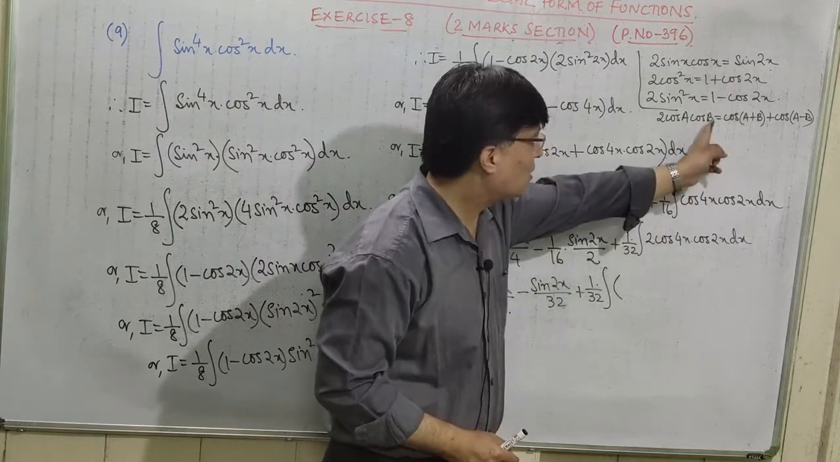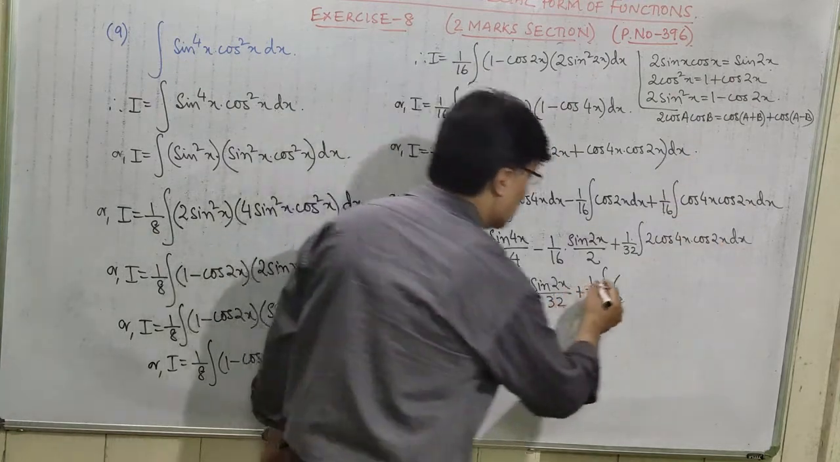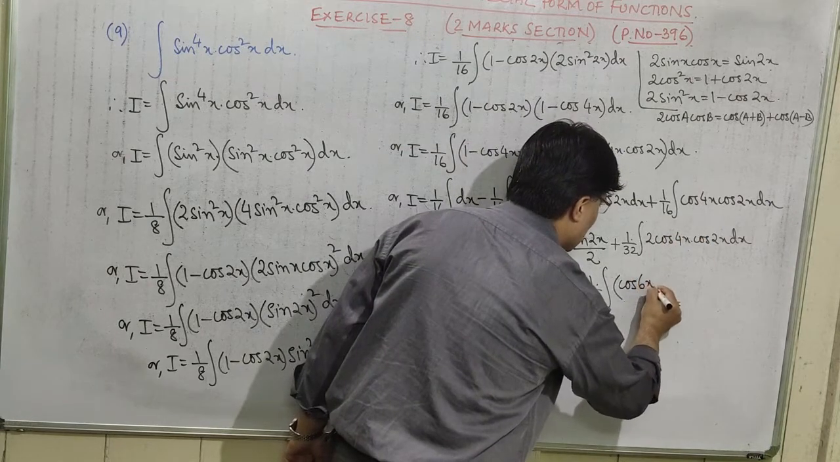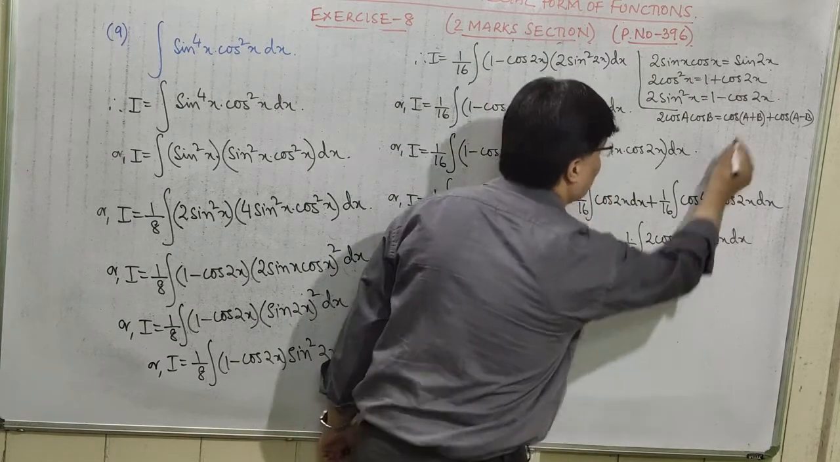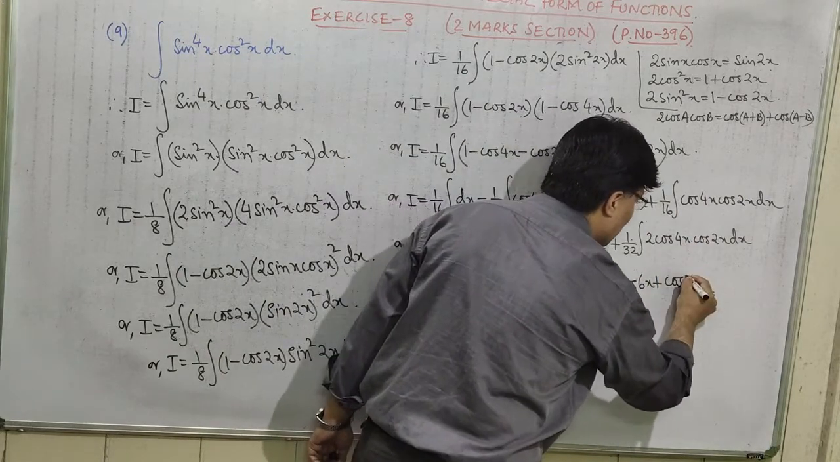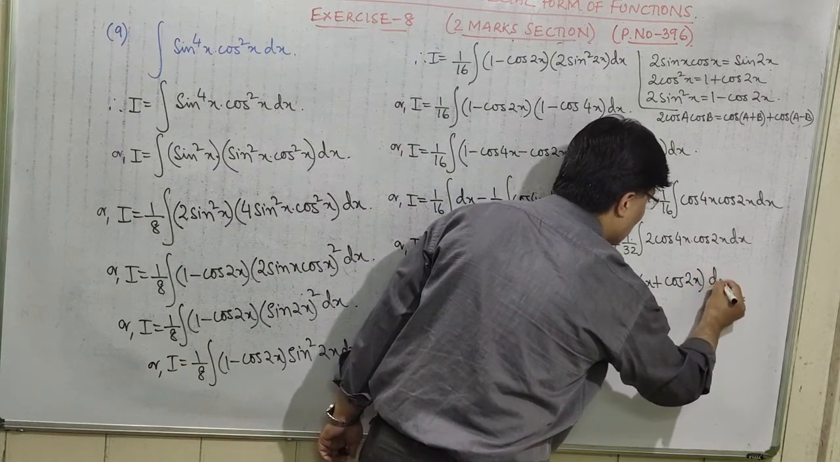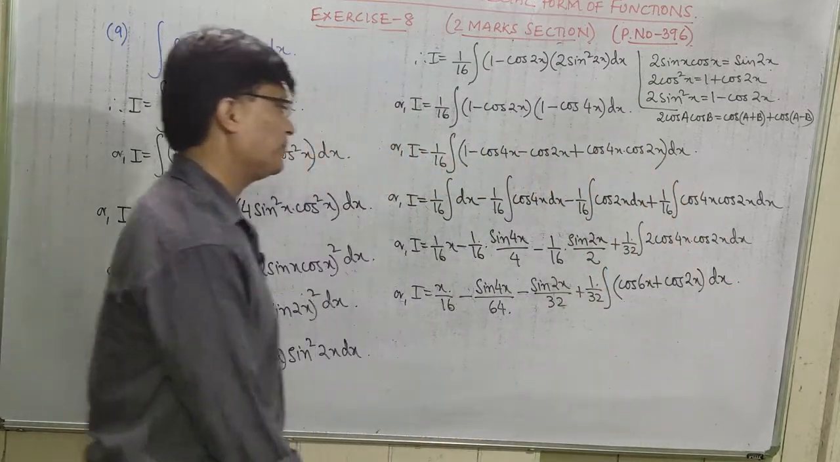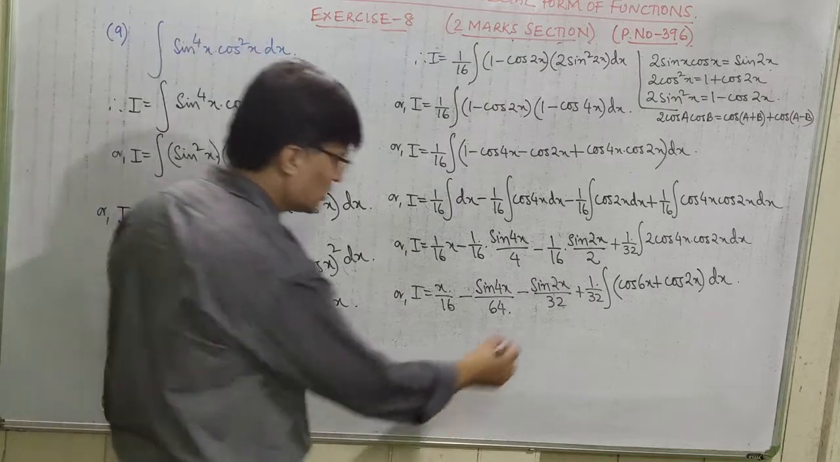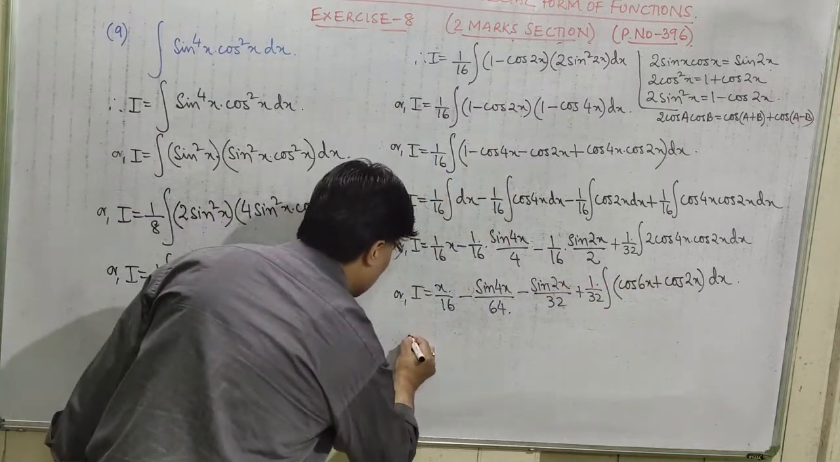What is the formula? Cos of A plus B. So here you should write cos of, what is A plus B? 4x plus 2x, 6x, plus cos of A minus B, which is 4x minus 2x, that is 2x, bracket closed dx. So I think you have understood it. Now let us separate the terms and then you can easily integrate them.